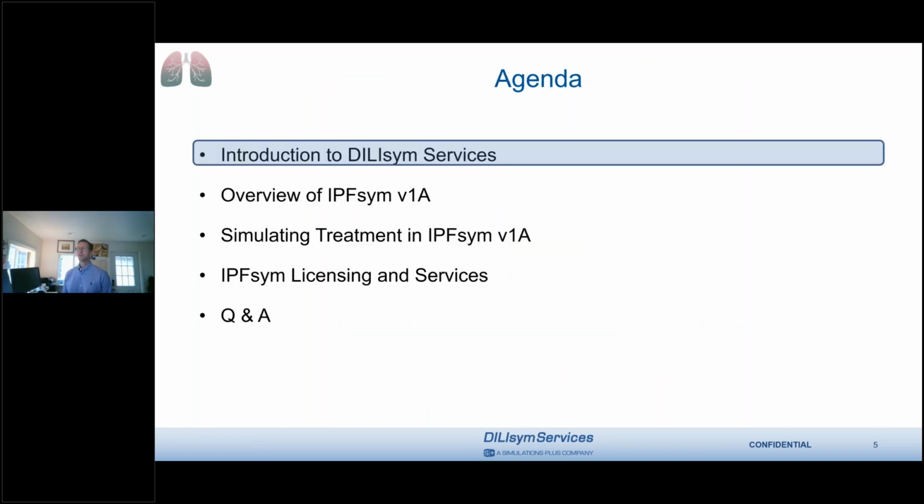So the agenda for the remainder of the webinar, we'll give you a brief introduction to our division within Simulations Plus, DILIsym Services. And then, of course, we'll dive into IPF Sim version 1A, an overview of the platform itself, how we simulate treatments within it, and then, within the third section, we'll have a brief introduction to the software, so we'll actually show it to you, and then talk about licensing services and reserve some time for question and answer at the end as well. For that final section, the Q&A, feel free to submit questions via the GoToWebinar platform. We'll wait until the end to answer those questions, however.